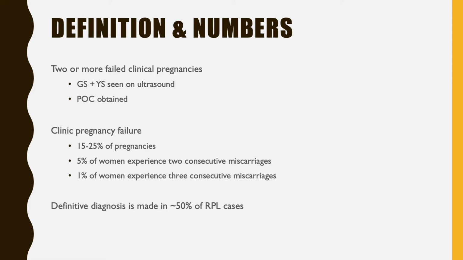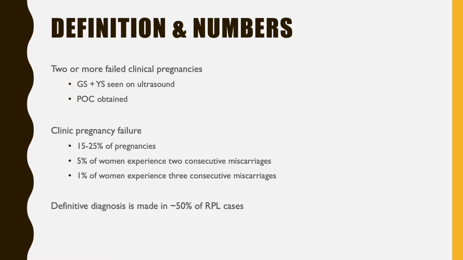The definition of recurrent pregnancy loss is having 2 or more failed clinical pregnancies. A clinical pregnancy is defined as ultrasound findings of a gestational sac plus a yolk sac, or a pathology diagnosis of products of conception.